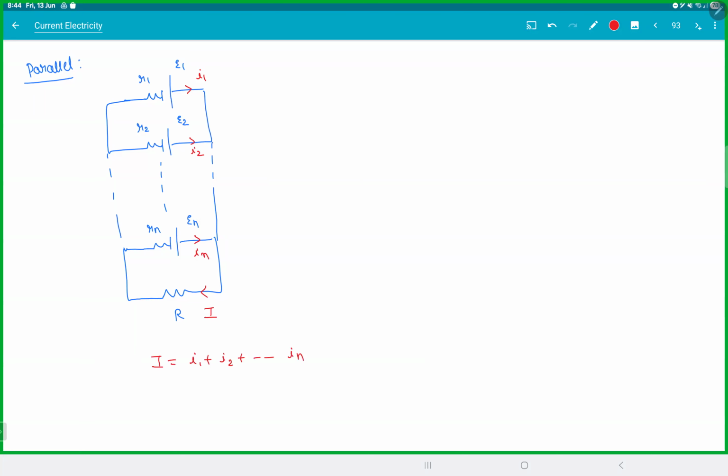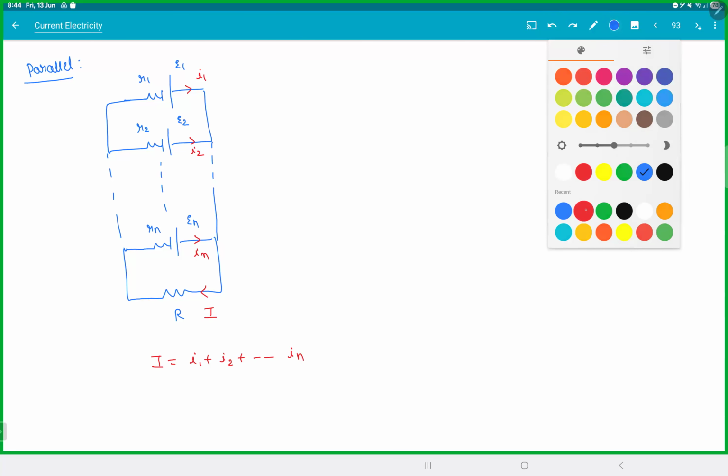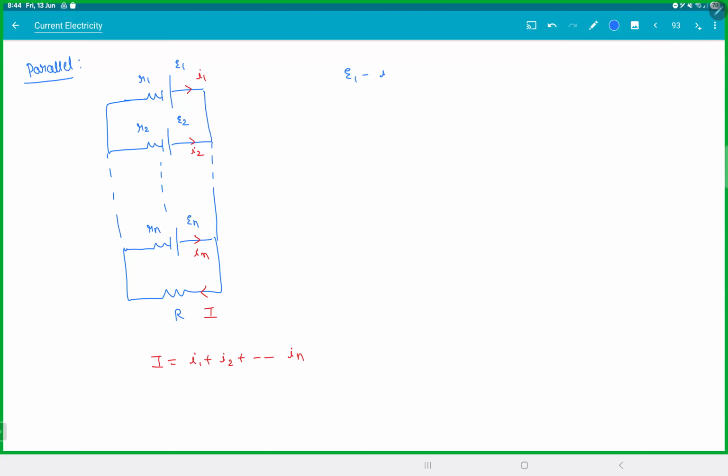Now what you do, apply Kirchhoff's law passing through one battery and through this capital R. So take a loop like this. You get E1 minus I1 R1 minus capital I R is equal to 0. From here you get I1 is equal to (E1 minus IR) by R1. Similarly, when I take the second loop, I'll get E2 minus I2 R2 minus IR. You get I2 is equal to (E2 minus IR) by R2. And so on, you do for all n loops.